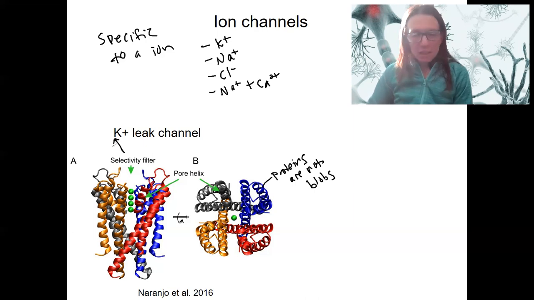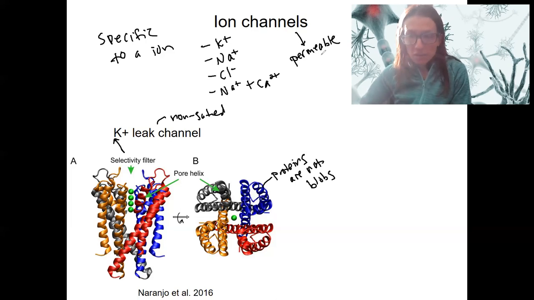The other thing is this example here is a leak channel. So, right, a leak channel is a non-gated channel. This means that it allows for constant movement of ions down their electrochemical gradients. Channels, right, we're talking about permeability, not about drive. So the other component besides drive that is important to consider for whether an ion will go in or out of the cell is the channel that allows for permeability or lack of permeability. So that's what this is about.